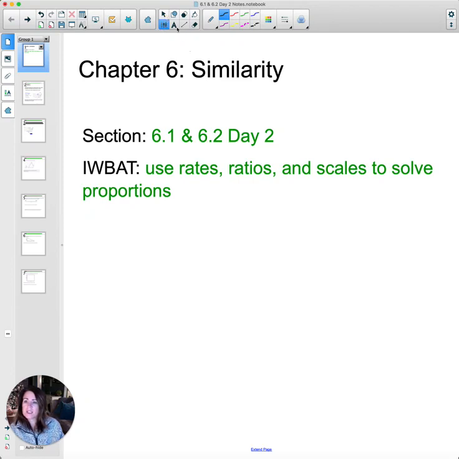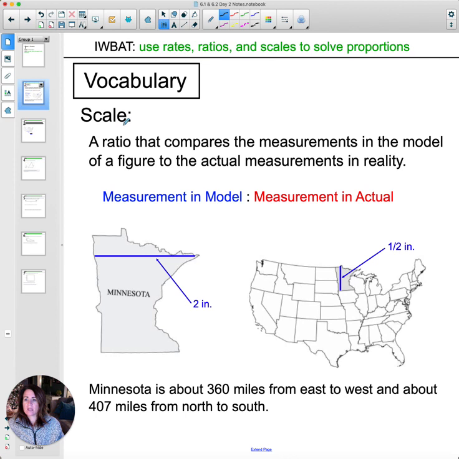In this video, we're going to continue talking about similarity, and we're going to actually be talking about scales and proportions for this one. So let's take a look at what a scale is. A scale is just a ratio that compares a model measurement to an actual measurement. So you're going to have different scale models.